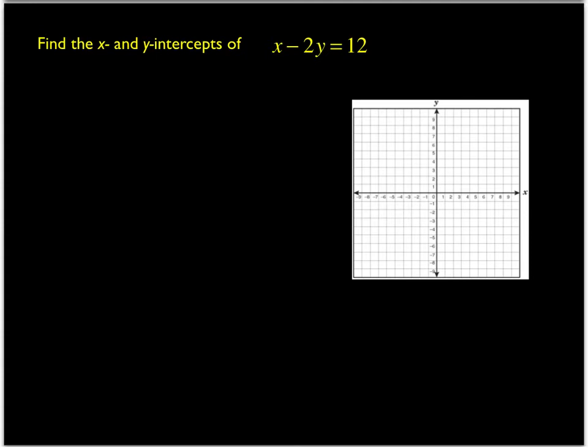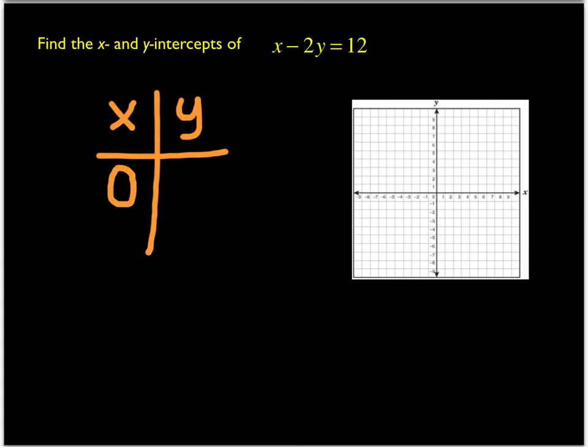What I like to do is make a little chart here, an XY chart, and sometimes this works out easier than others. Notice this is an equation that's in standard form. So basically I put 0 in for x and see what y is, and then I do the opposite. I put 0 in for y and see what x is.